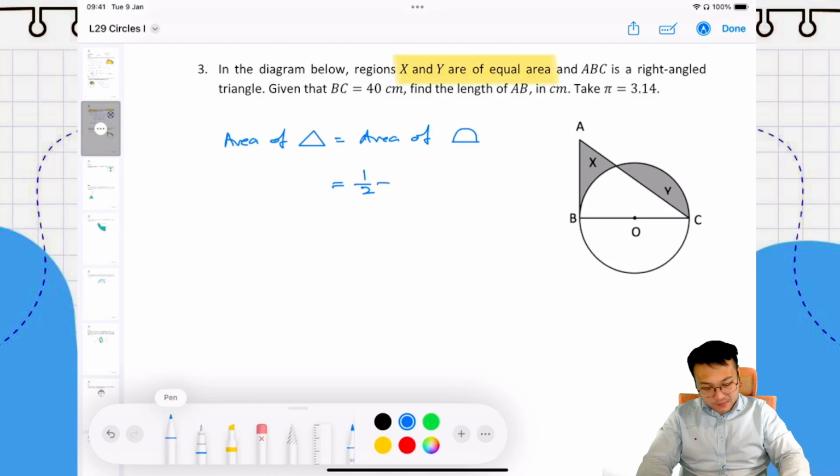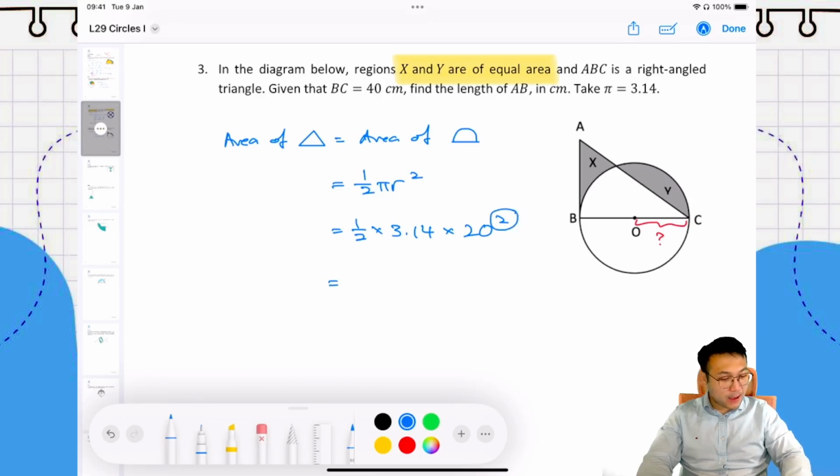So half times pi r squared. So now you have half. What is pi in this question? 3.14. What is the radius of the semicircle? Did they tell you what it is? 40 divided by 2. Very good. 20. And then you must have it to the power of 2. Pi r squared. If we type it into the calculator, we are going to get 628 cm squared.